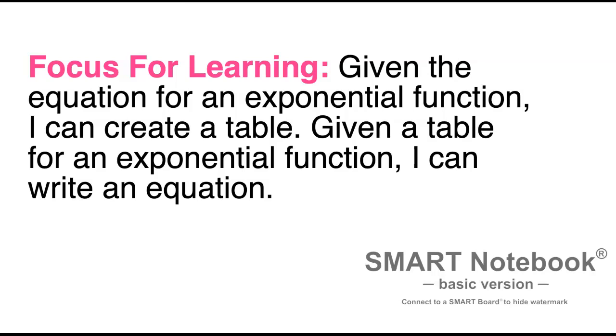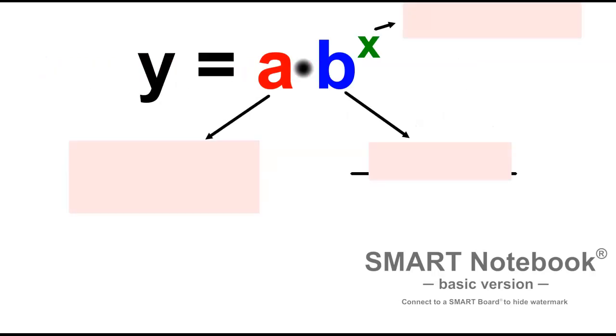And we're going to learn how to find key properties of exponential functions from both the table and from the equation. So we'll start with our equation. The general equation for an exponential function is y equals a times b raised to the x power. So we're going to diagram this equation so we know what the a represents, what the b represents, and what the exponent in this equation represents.